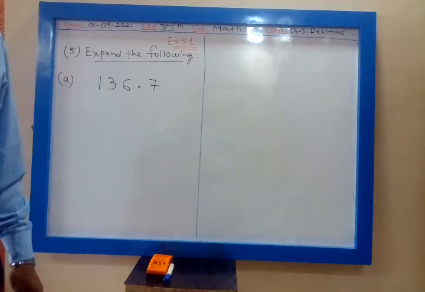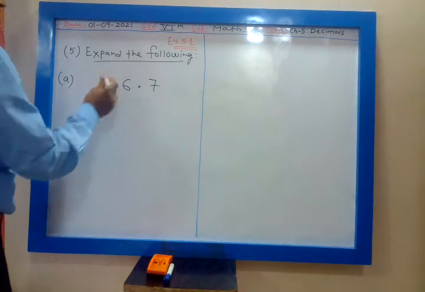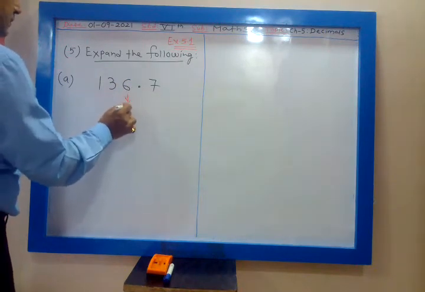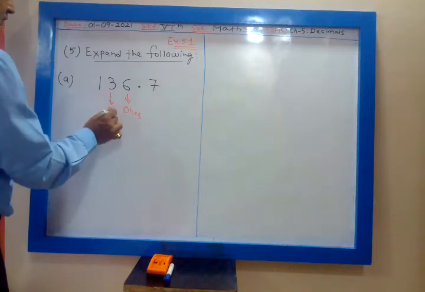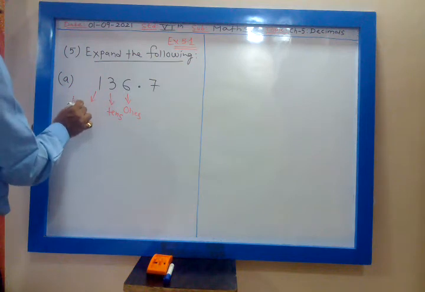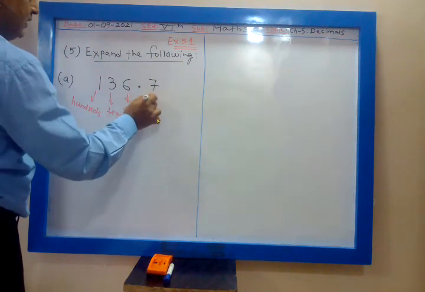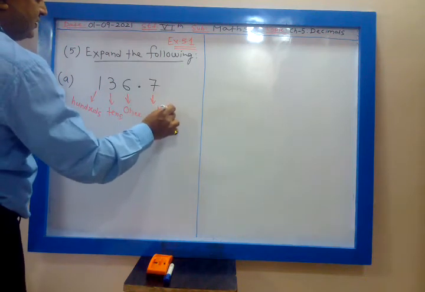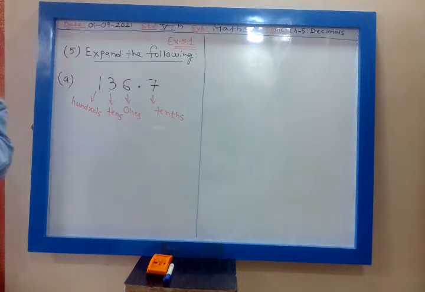136.7. Okay. So what is the place value of this 6? Before decimal it is ones, then tens, and this one is hundreds. Yes or no, my dear? Then after decimal it is tenths.